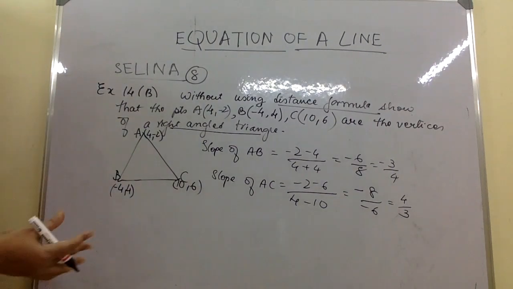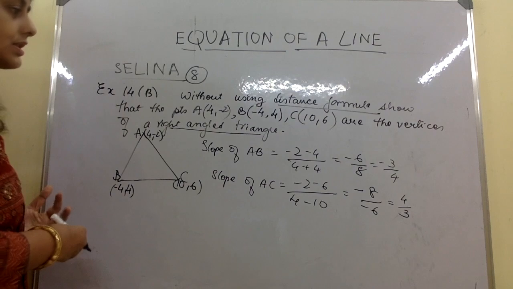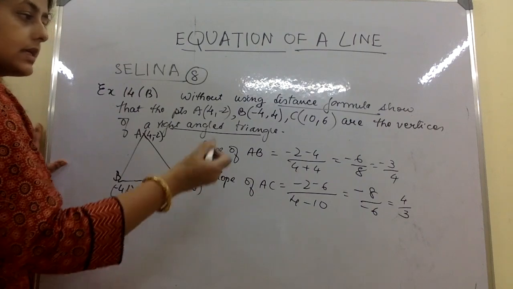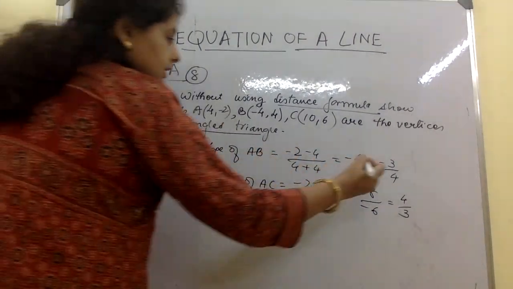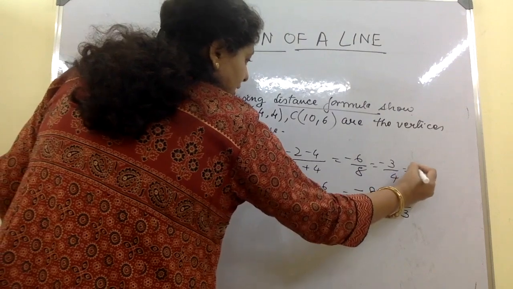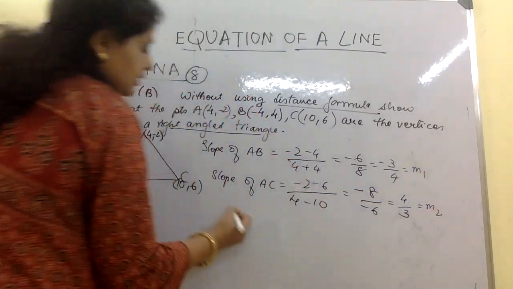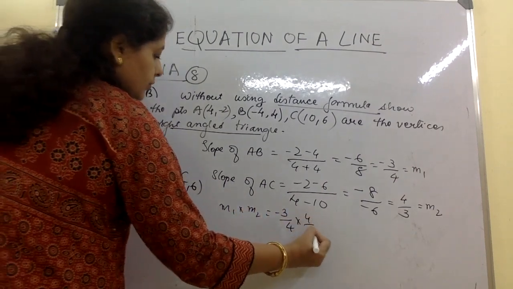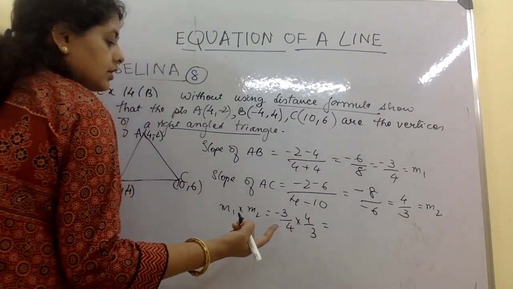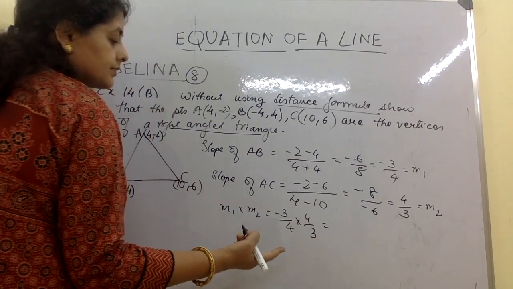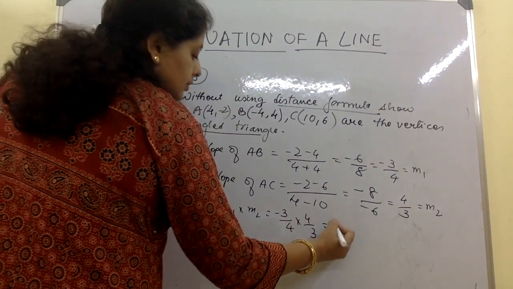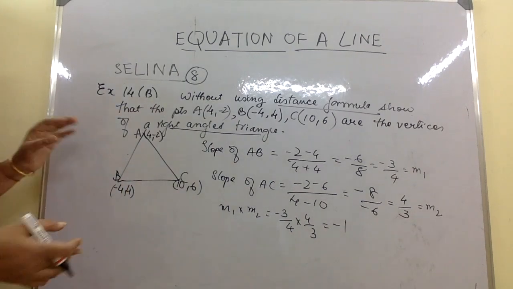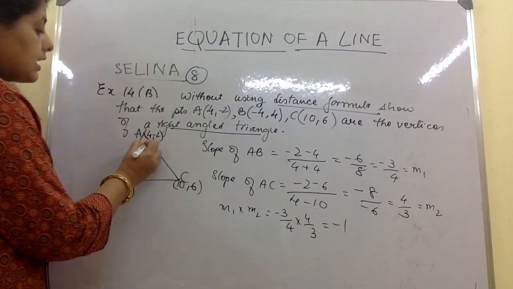Now note one thing. By taking the first two sides only, I have reached my answer, because if you note, the slope of AB is a minus 3 by 4, slope of AC is 4 by 3. So if I take this as let's say M1 and I take this as M2, then M1 into M2 is a minus 3 by 4 into 4 by 3, which is equal to how much? Which is equal to a minus 1. So product of the slopes is coming to a minus 1. Therefore, AB and AC are perpendicular.